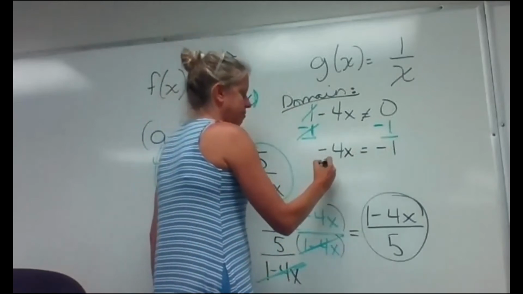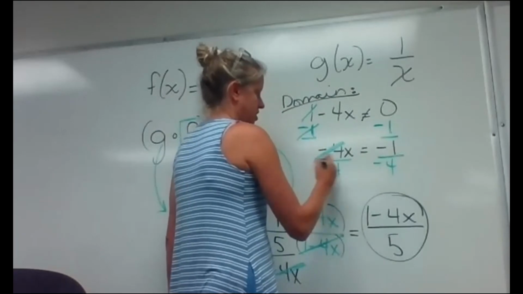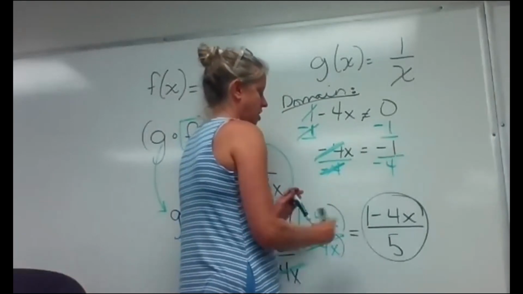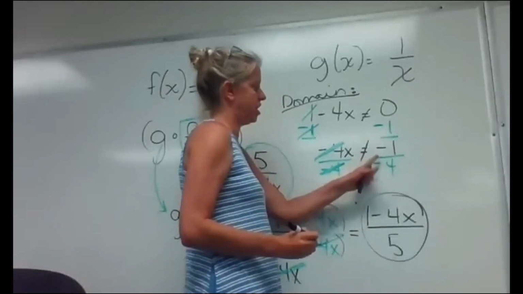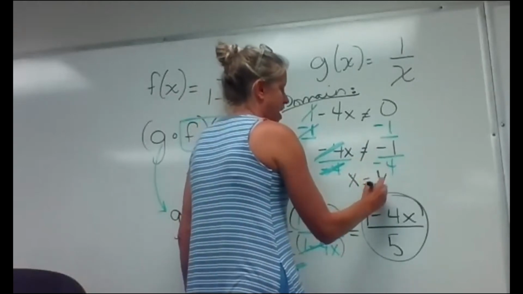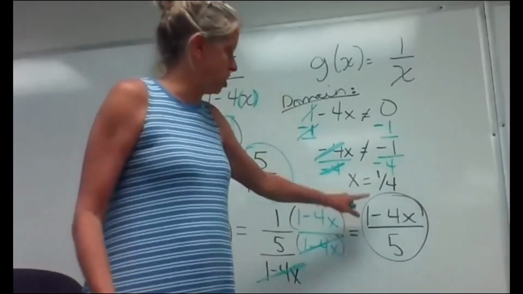What are you dividing by? Negative 4. Get rid of this. So, I guess this should be not equal, right? X cannot equal the negative over the negative, made it positive, 1/4. That's going to be a restriction.